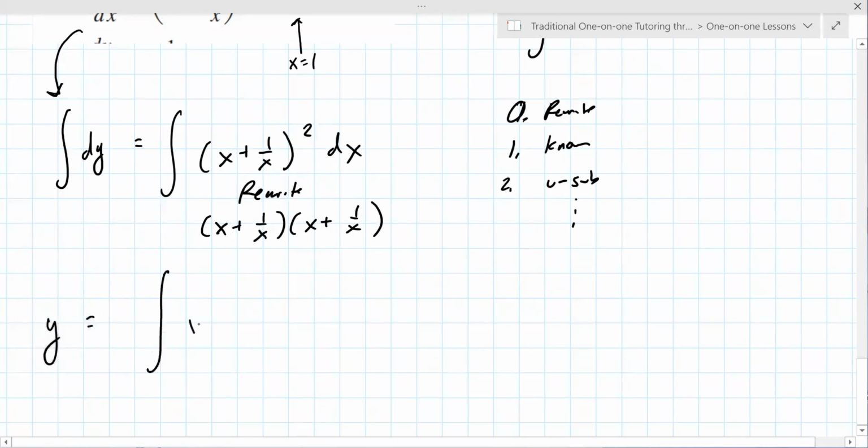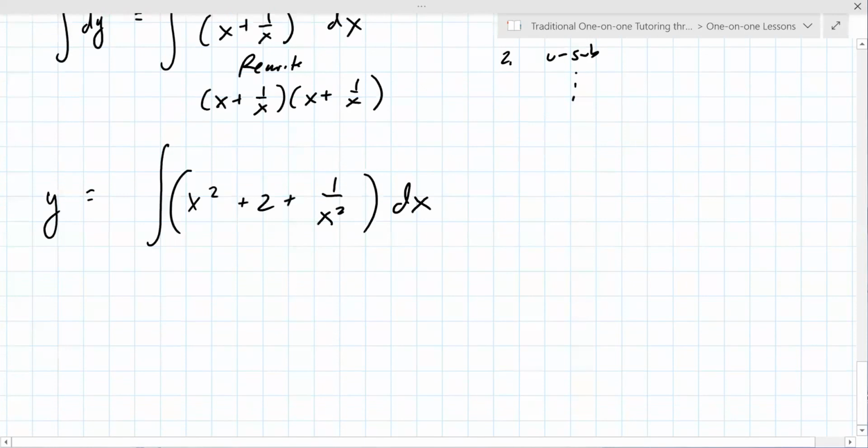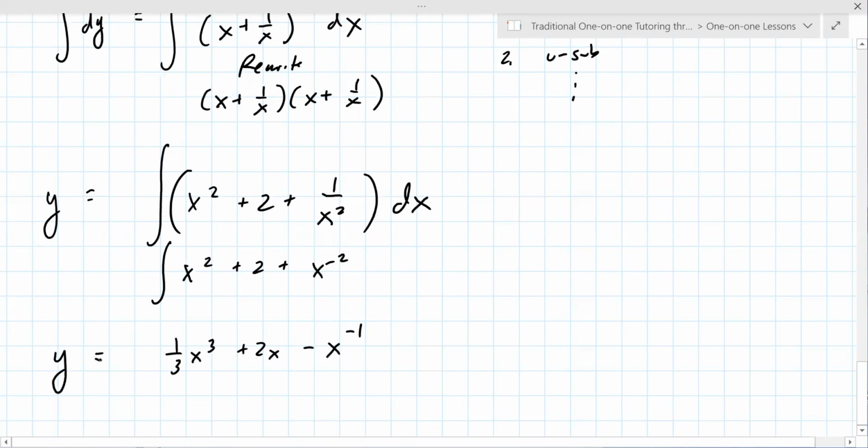So this becomes x squared. x times 1 over x is 1. 1 over x times x is 1, so that's plus 2. And then, actually, let's do that differently. Let's go plus 2 plus 1 over x squared dx. And then these are all power rules when you integrate. So it's 1/3 x cubed plus 2x minus x to the minus 1 plus c.